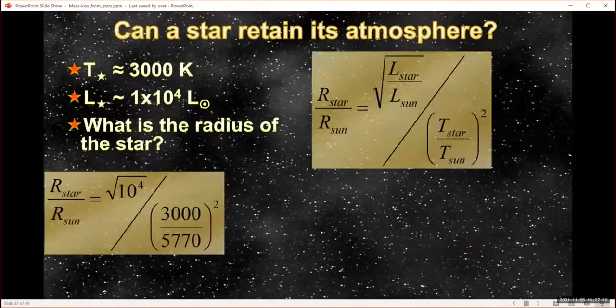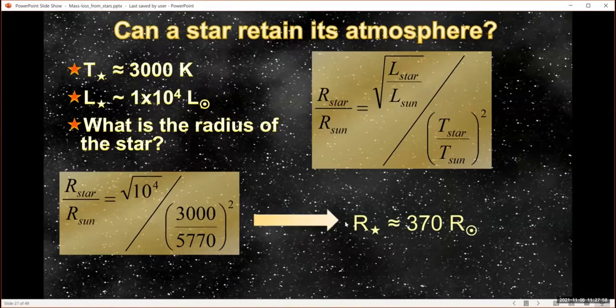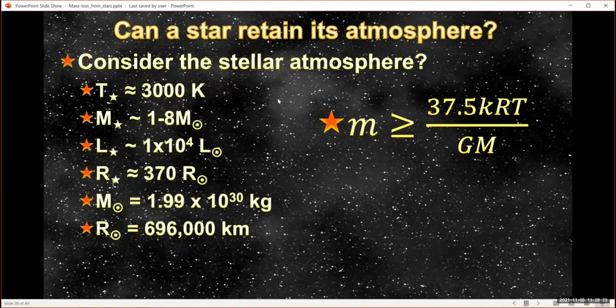So what's the radius of the star? I can plug in my 10 to the 4 solar luminosities. I can plug in my temperature at 3000 Kelvin, and this is the temperature of the sun. And what I get is that the star is going to be about 370 solar radii. When we increase that radius to such a high number, we're going to end up being able to lose more material. So let's just plug in some numbers here.